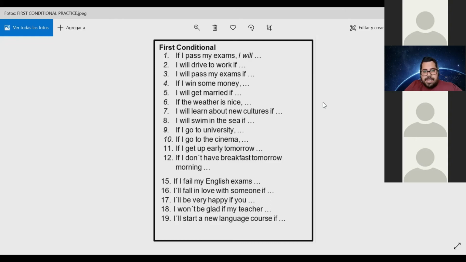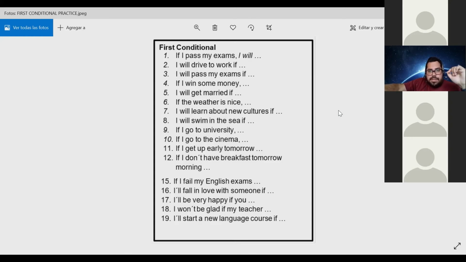Teacher, perdón, ¿en cuál va? No puse 7? Atención. I will learn about new cultures if I need a social network. Okay, if I use a social network, for example, eso es muy común, guys. If I use a social network, I will learn about new cultures. Si utilizo redes sociales, es muy común a veces, that we'll learn about new cultures.